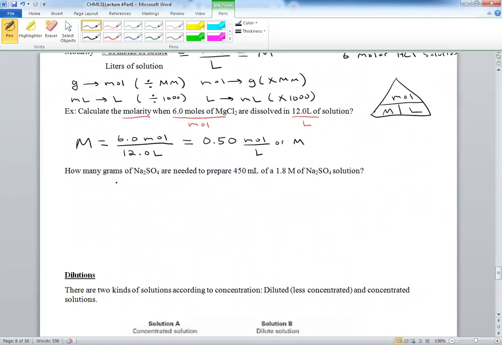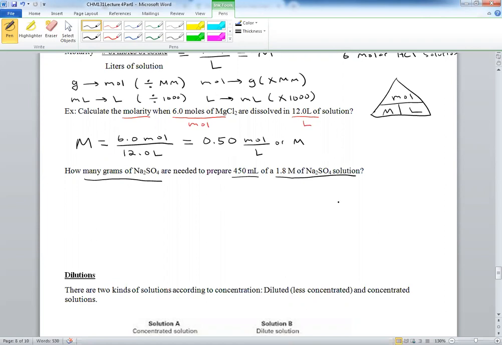Now, this question is asking you to calculate the grams of sodium sulfate needed to prepare 450 mils of a 1.8 molar Na2SO4 solution. So it's saying to you, imagine you need, for this reaction, industrial purposes, medical, whatever the application is, 450 mils of a 1.8 molar Na2SO4 solution. The question is, how do you prepare it?